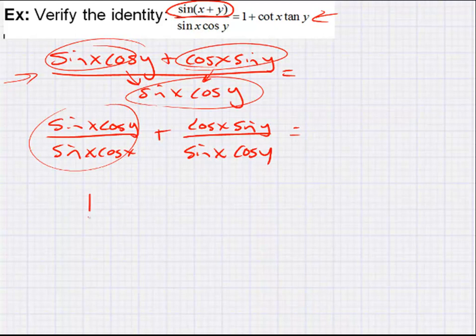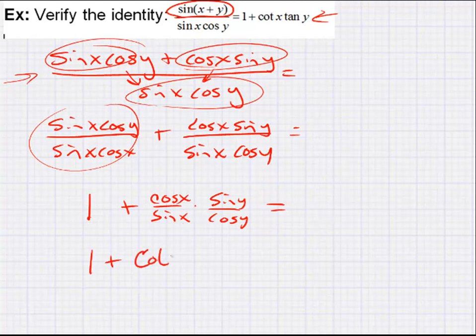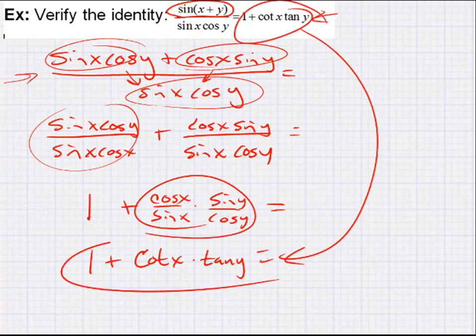These are the same, so that'll give me 1. This is going to be cosine x over sine x times sine y over cosine y, which gives me 1 plus cosine x over sine x is cotangent x. Sine y over cosine y is the tangent of y. These are both using my quotient identities. And that is exactly what I have on this side, thus turning one side into the other. Again, these can get kind of tricky, but sometimes having these identities being so specific to a type of function makes it easier to pick out what identity you should use.